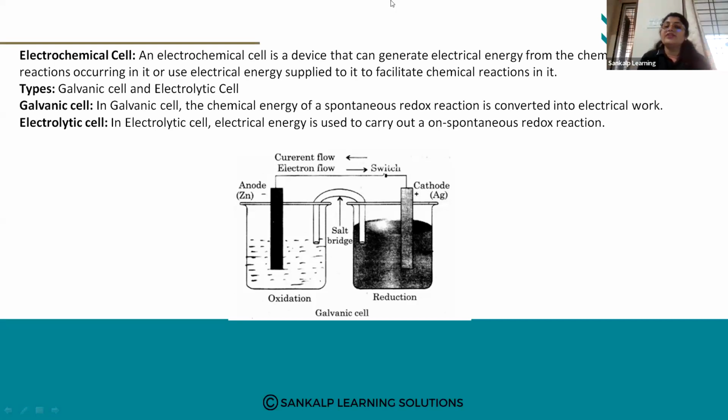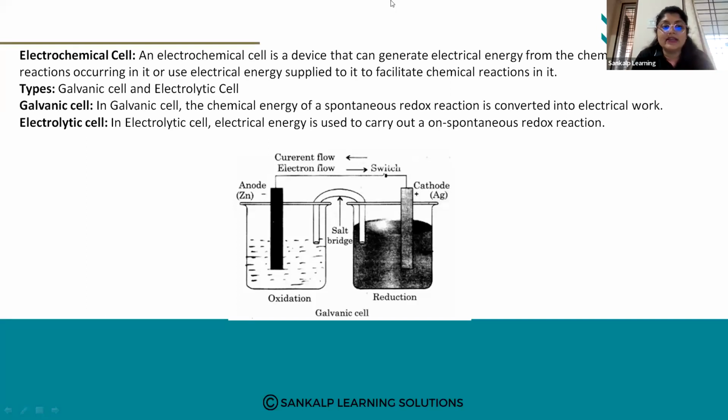in which electricity is produced by using a spontaneous redox reaction, and thus it is called electrochemical. Chemical energy is converted into electrical energy, and this electrical energy can be used. An example is the Daniel cell. Now, what are the types?